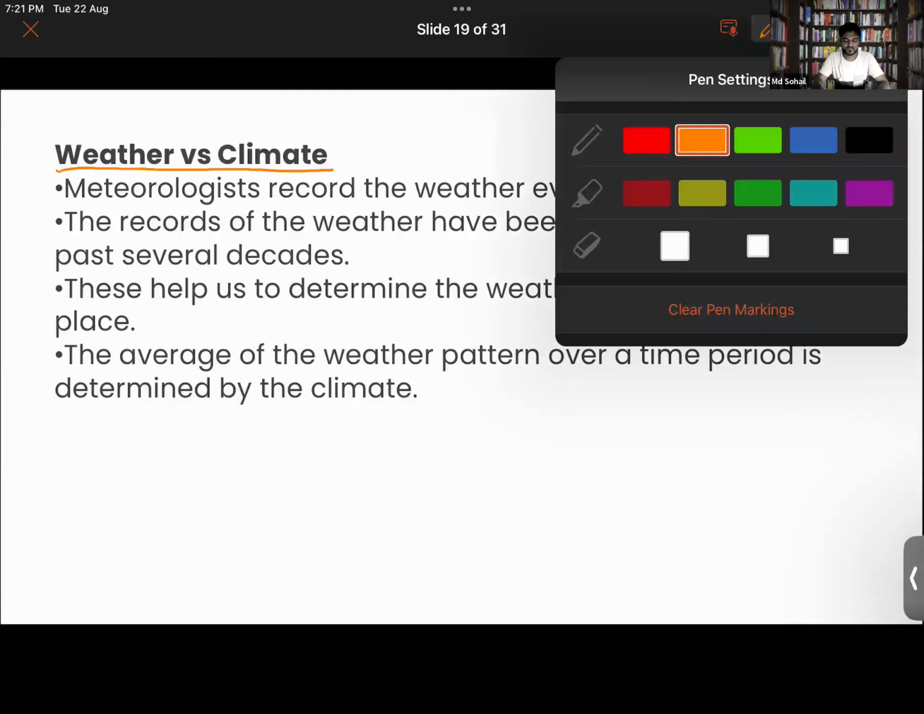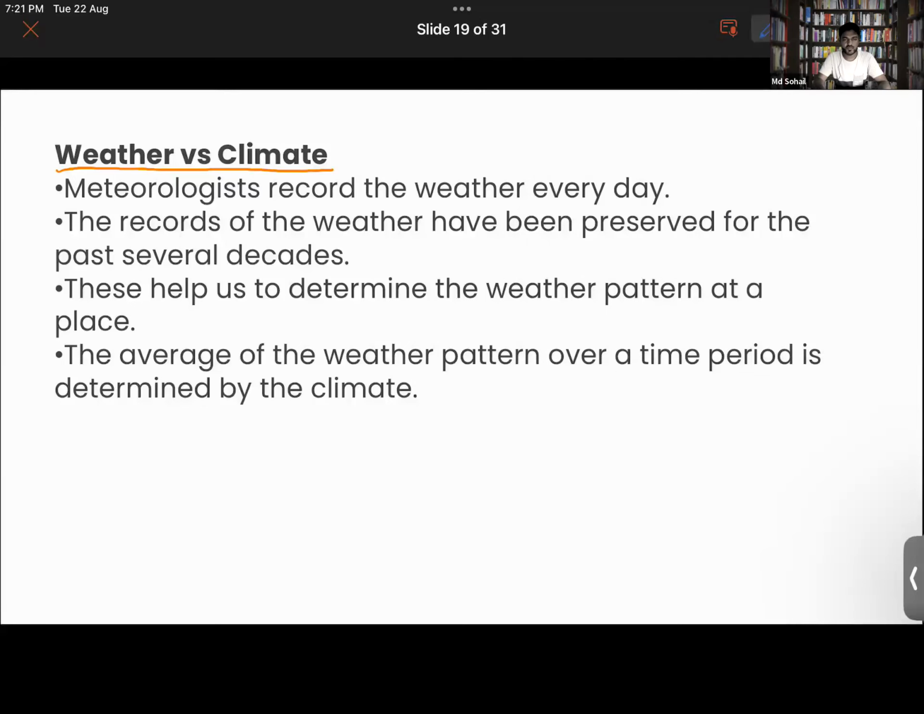The factors of climate are latitude, longitude, topography, geography. Prevailing winds are there. Ocean currents are also there. Okay, very good. So this is basically the difference between weather and climate.